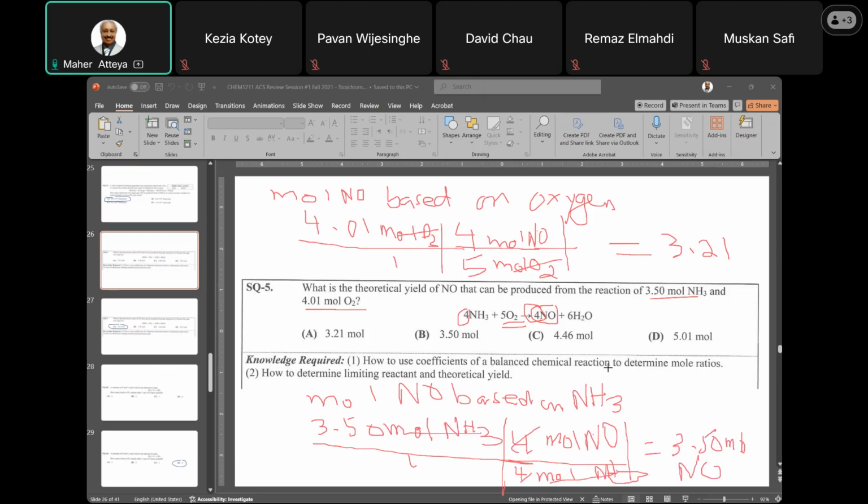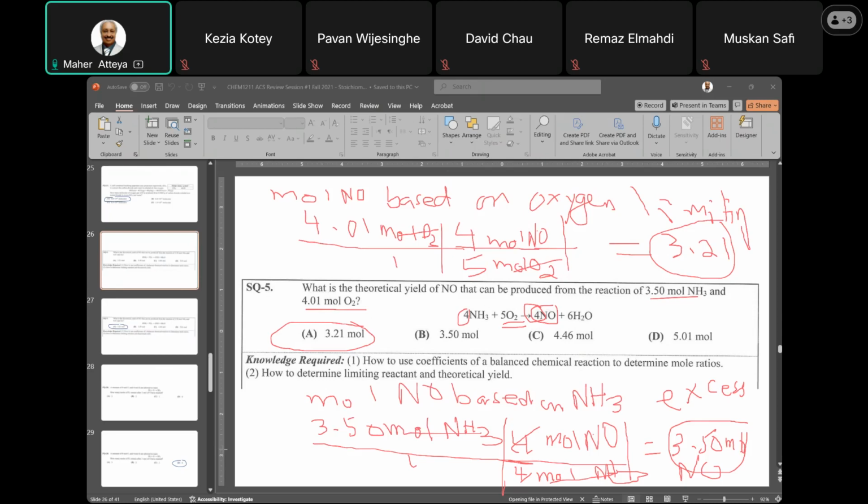So which one is greater? 3.50 or 3.2? 3.50. So that will be our excess. This is the smaller one. This one will be limited. The smaller one here we could say is to be limited. So do we have 3.21? Yes. The answer is A.